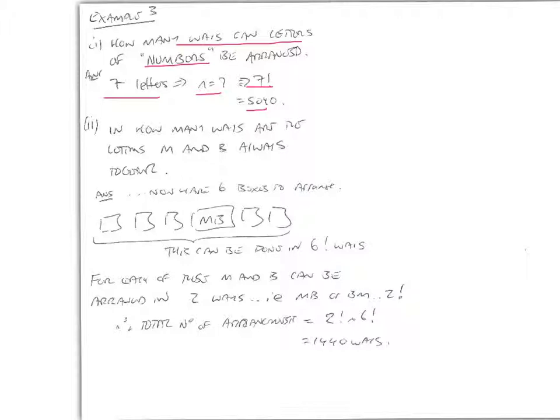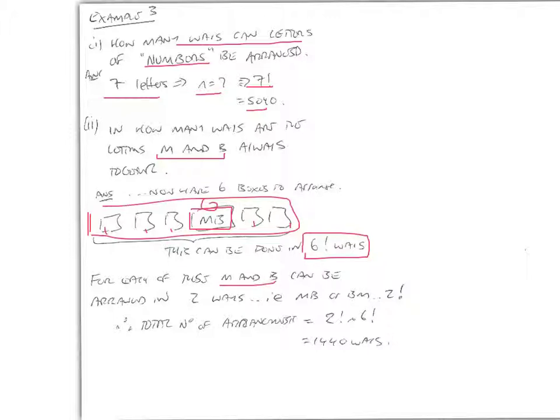In how many ways are the letters M and B always together in the arrangements? Okay, so we basically put M and B into one block, and that leaves us 6 different sets to arrange. So that's in 6 factorial ways. But for each of these, M and B can be arranged in 2 ways, i.e. M and B, or this block could look like B, M. So there's 2 factorial ways that can be done. So the total number of arrangements is 2 factorial by 6 factorial, which is 1,440 different ways.